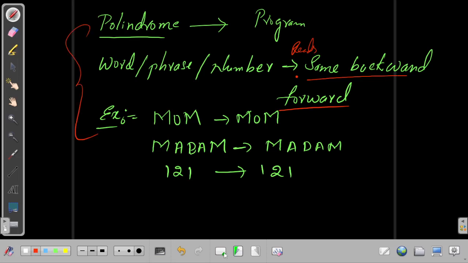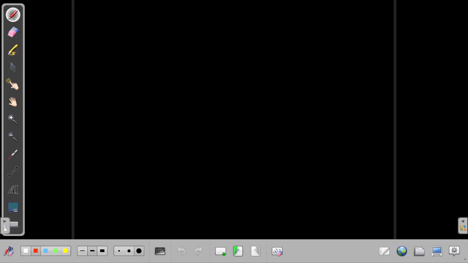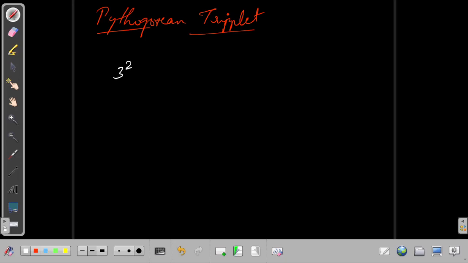So now we will move to the next concept. The next concept is Pythagorean triplet. So what is Pythagorean triplet? Do you have any idea about Pythagorean triplet? So Pythagorean triplet is nothing but, I will give one number first. I am taking one number that is 3 square and one more number that is 4 square. So what is the result here? 3 square is nothing but 9, 4 square is nothing but 16. So if you add them, we will get 25, right?